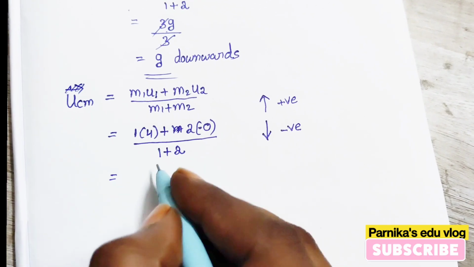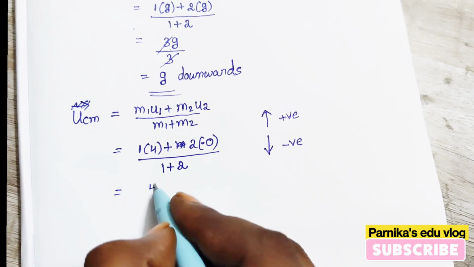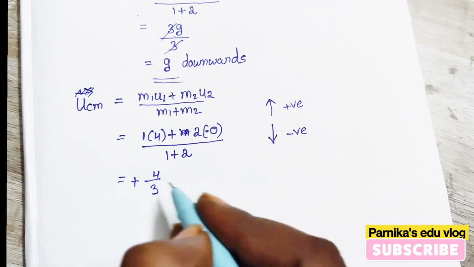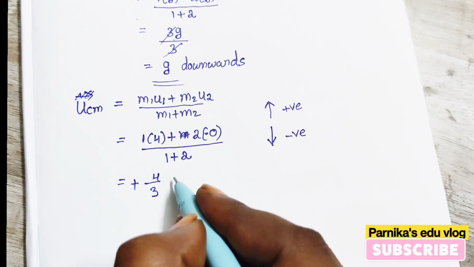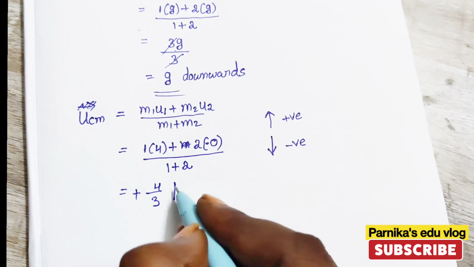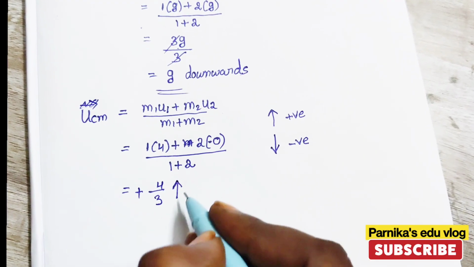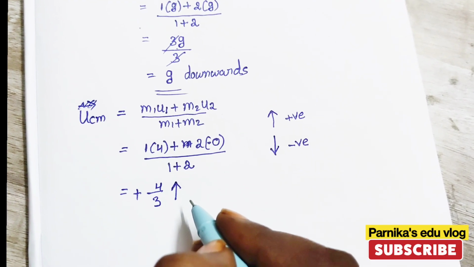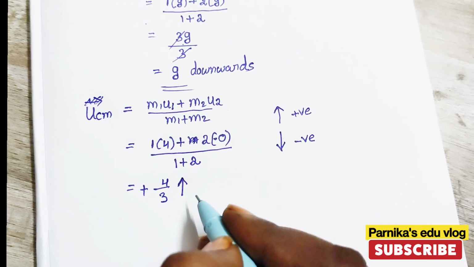And that is equal to how much you'll get? 4 divided by 3. We got a positive value. So the direction we have to take is that initially it will go up and again it will come down. So option B is correct.